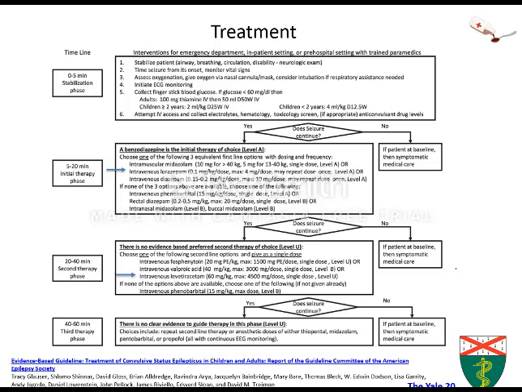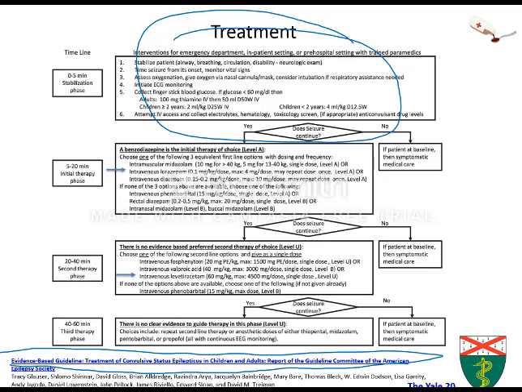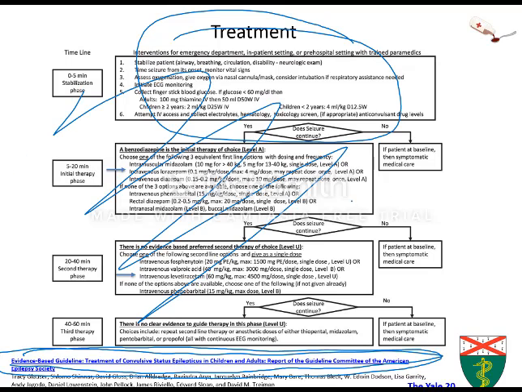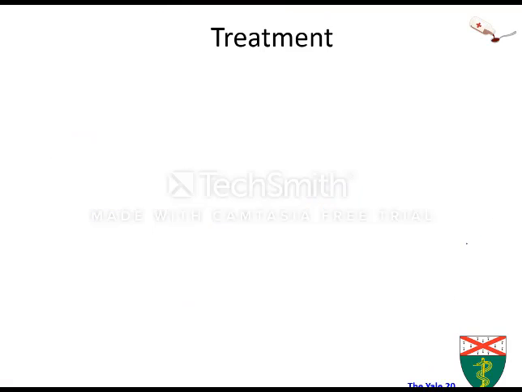All right, so what do we do? Here is treatment. And what does this all mean? This is the official evidence-based guideline for the treatment of convulsive status epilepticus in children and adults, published by the Guideline Committee of the American Epilepsy Society. What does this mean? Yeah, it's actually really, really busy. So let's just break it down into something that's a little more palatable.